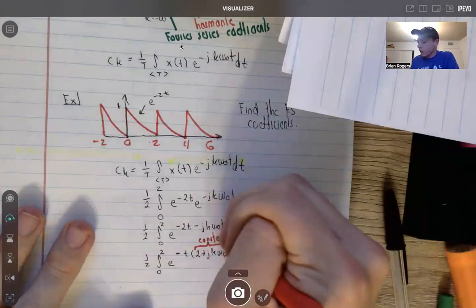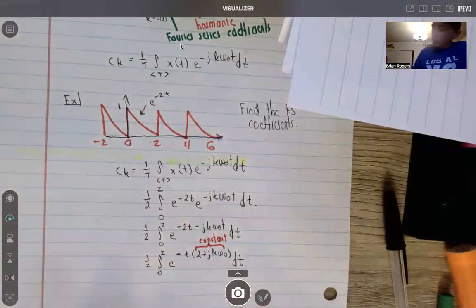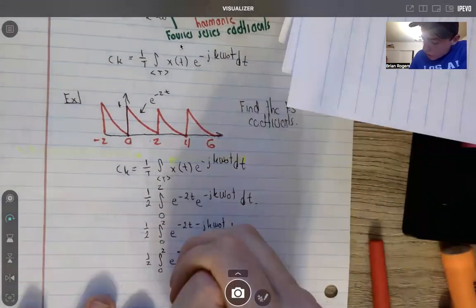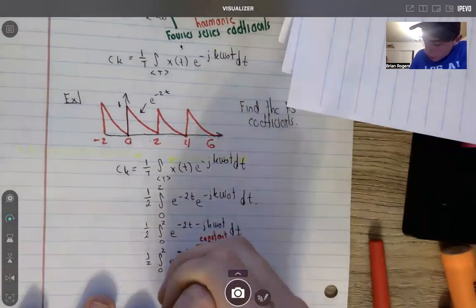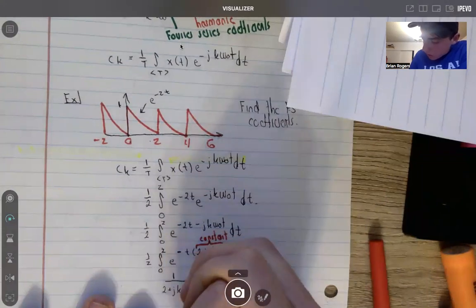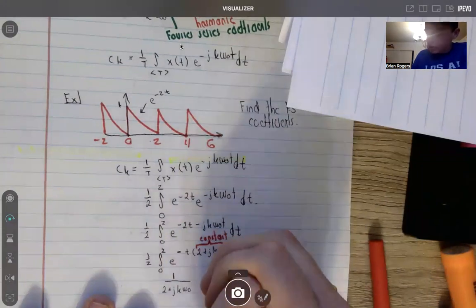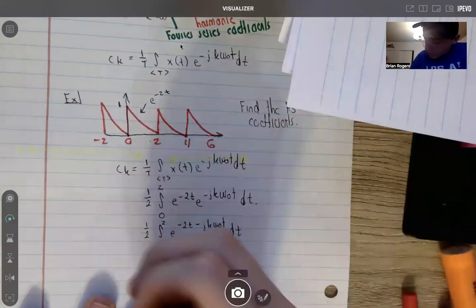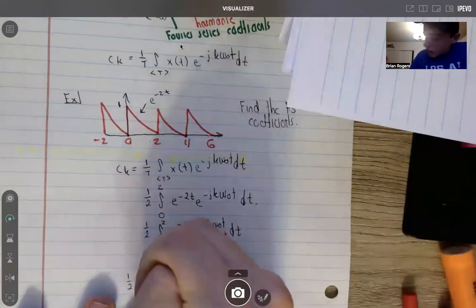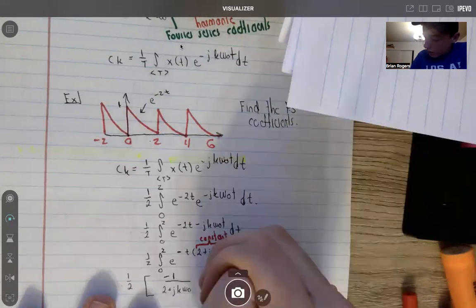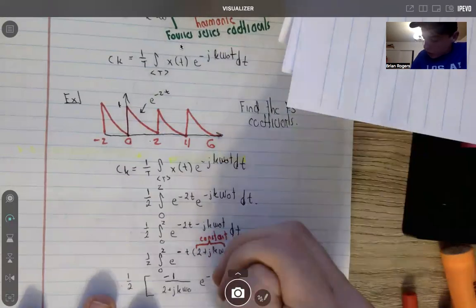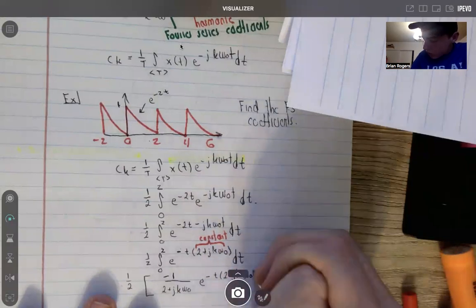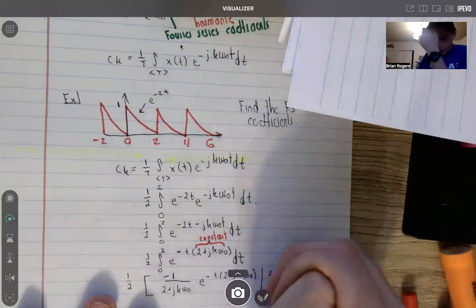So what's going to happen is when we take the integral, it's just going to be 1 over 2 plus jk omega naught. And then it's going to be a negative sign in front just because of that e to the negative t. And then 1/2 out here multiplied by all that, and then e to the negative t times (2 plus jk omega naught), from 0 to 2.